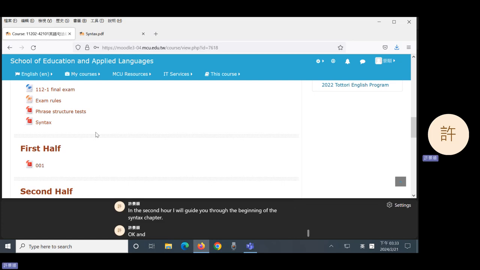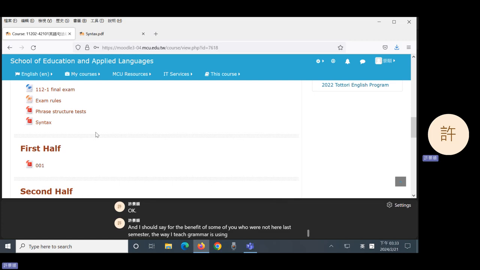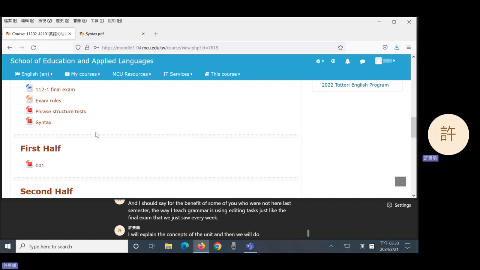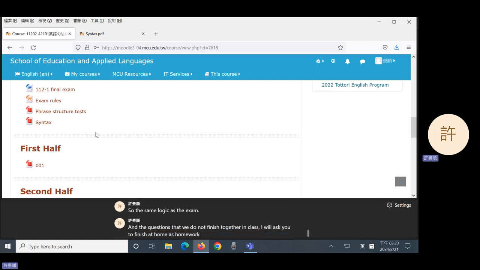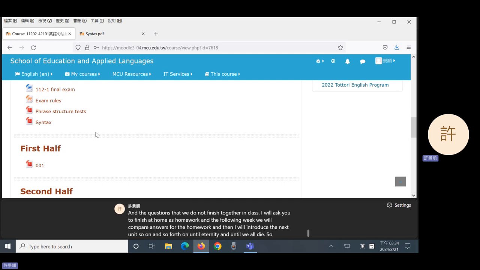Okay, and I should say, for the benefit of some of you who were not here last semester, the way I teach grammar is using editing tasks, just like the final exam that we just saw. Every week I will explain the concepts of the unit, and then we will do practice questions. So the handout is 100% practice questions. These practice questions all ask you to find a mistake and to correct it. So the same logic as the exam. And the questions that we do not finish together in class, I will ask you to finish at home as homework. And the following week, we will compare answers for the homework. And then I will introduce the next unit, so on and so forth, until eternity and until we all die. So that's how this course goes.